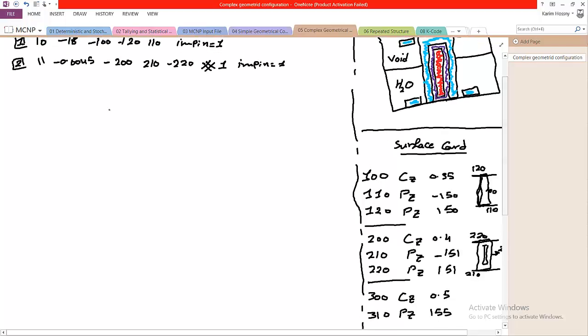Let's see our cell card. Our cell card will be, let's give it the number 3, material 12, negative 2.7, which means that this material is aluminum. Let's see, inside the cylinder 300, in the negative direction of the plane 310 and in the positive direction of the plane 210, excluding cell 1 and cell 2, importance of neutron equals 1.